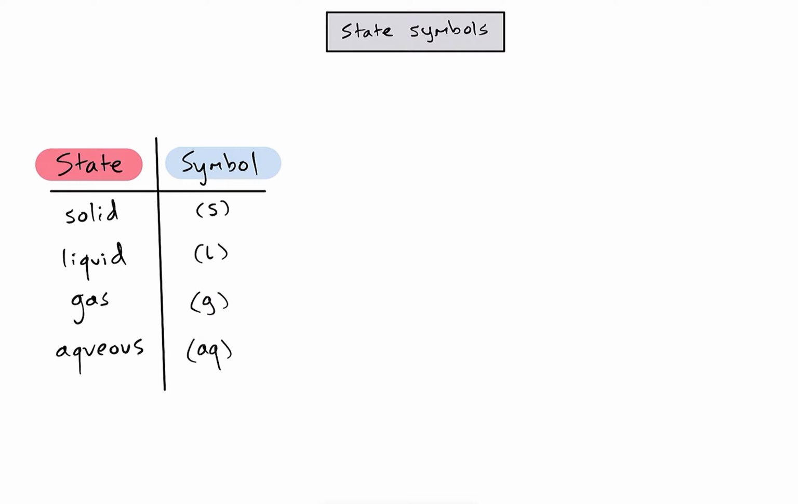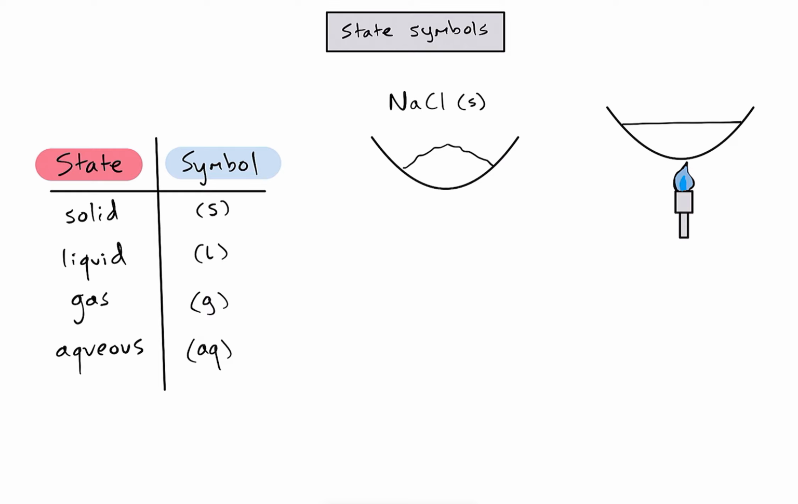So as a quick run through of an example, let's imagine I had a pile of salt or sodium chloride in a little dish. Because it's in a solid state, I would write NaCl, which is the formula for sodium chloride, and an (s) in the brackets afterwards. Now if I were to heat my salt quite a bit, up to about 800 degrees, I would actually melt the salt and it would turn into a liquid.